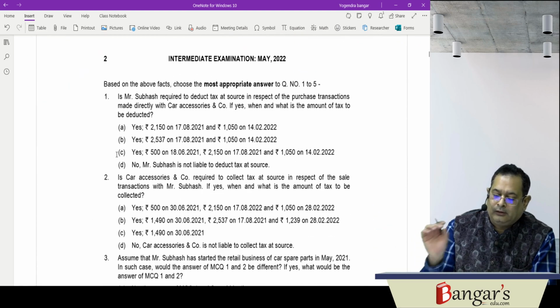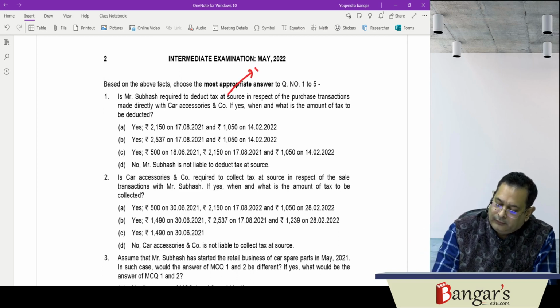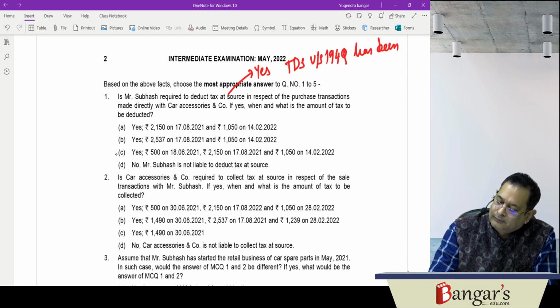Now they are asking, based on the above facts, choose the most appropriate answer to question number 1 to 5. Is Mr. Subhash required to deduct tax at source? Definitely yes, because TDS provisions under section 194Q have been made applicable with effect from 1st of July 21.